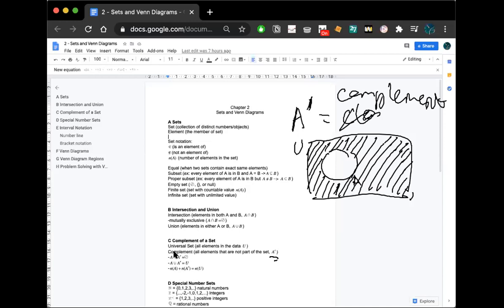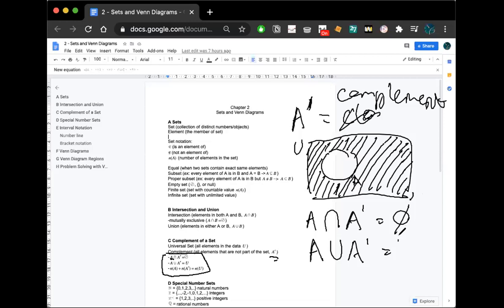There are some rules about complements of a set, which are basically derived from how they are in nature. They say that A intersection A accent is an empty set. We can see that because they're literally the opposites of each other. They don't overlap, so technically it makes sense. And then there's also A union A complement, which equals U.